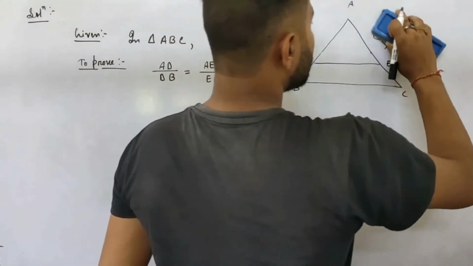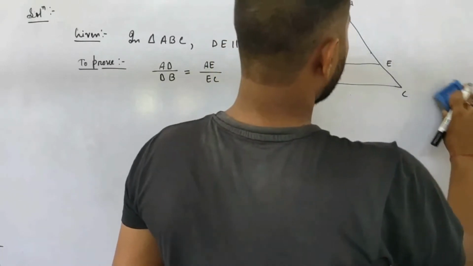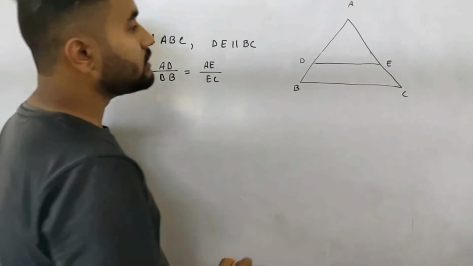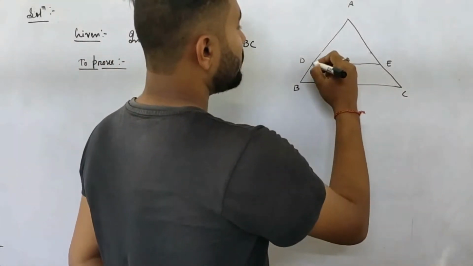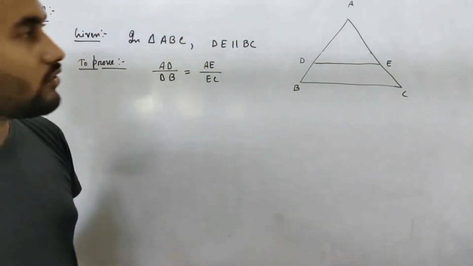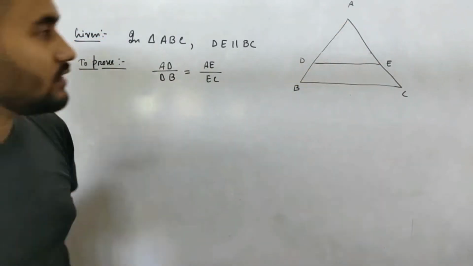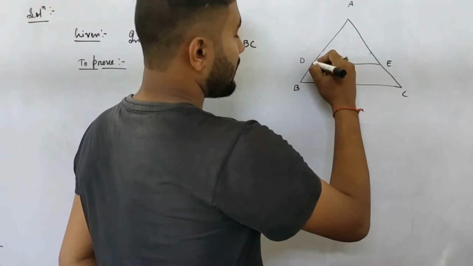To prove this, we will take the help of some construction. So what will our construction be? At first, we will draw a perpendicular from the point D to the side A. This one we will draw like this.